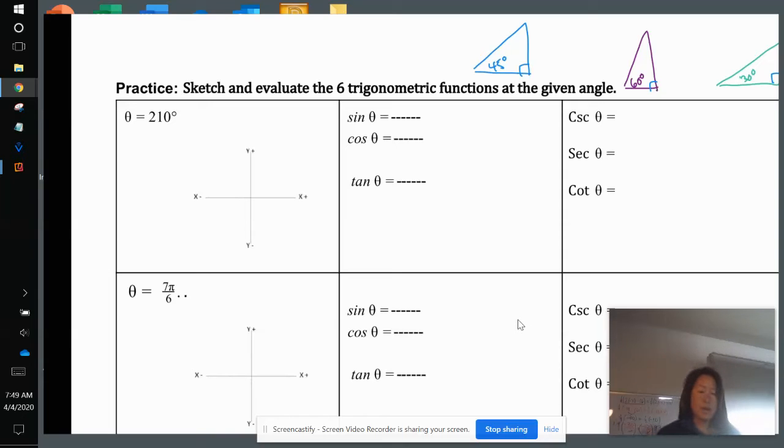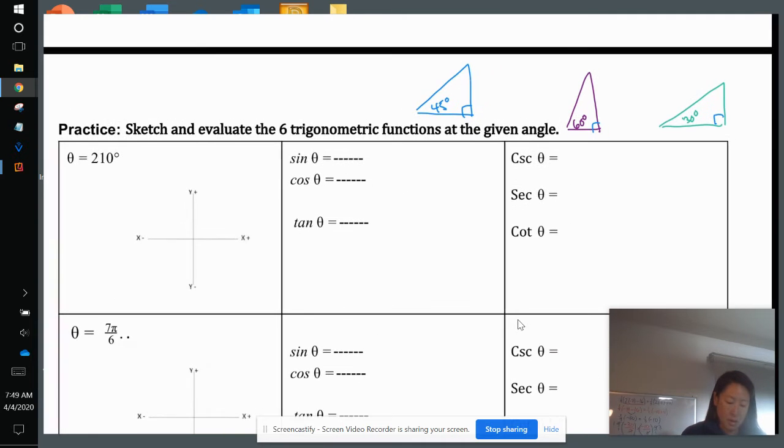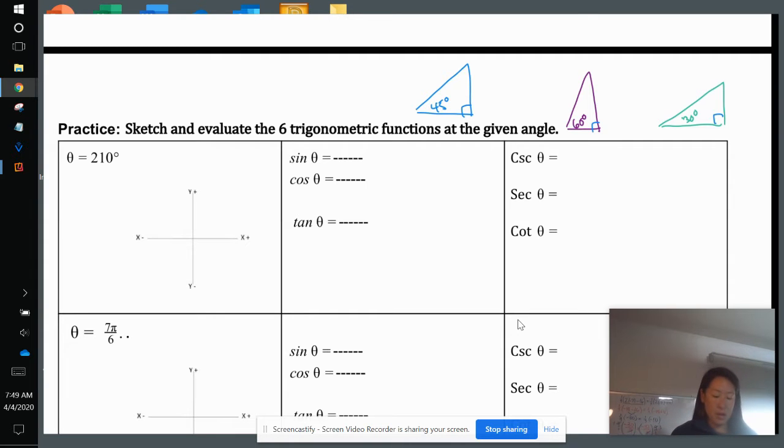Guys, today we're gonna practice with our trig ratios on our unit circle. First, I'm always going to start by drawing my 45-45-90, my 60-30-90, and my 30-60-90. Yes, I know they're the same triangle. These two are the same triangle, but I'm still gonna draw both. Okay, so 45-45-90s.